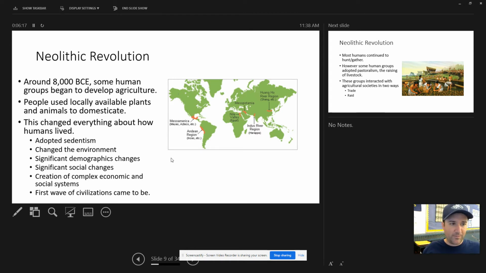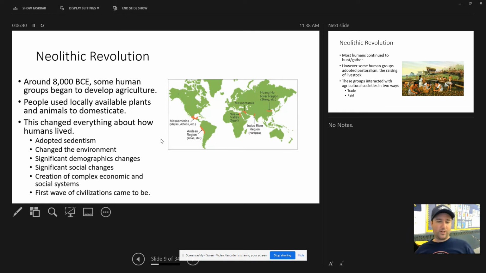Now, when they discover agriculture, they identify those plants that they like to grow, that provide nutrients for them, that provide things they like to eat, that taste good, whatever it is, and they begin to domesticate animals in some areas as well. And I'll talk more about the domestication of animals in the next slide.